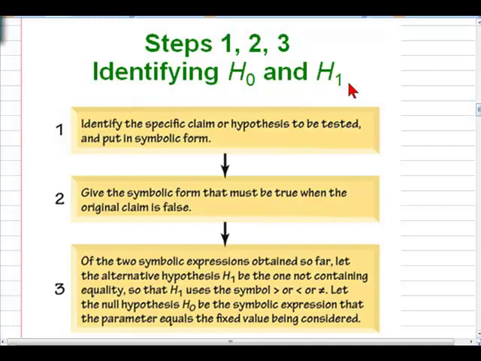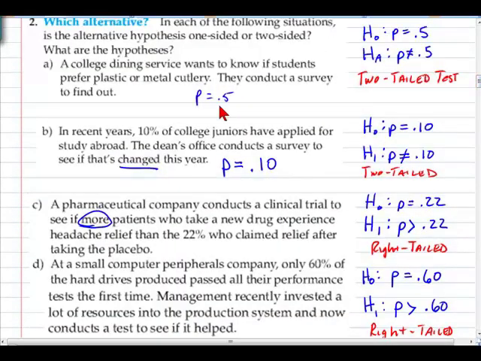By the way, have you noticed I keep switching back and forth between using a subscript of 1 for the alternative and a subscript of A? You're going to see it written both ways, and I'm used to writing it both ways, so it's not a conscious thing on my part. It just happens. The first thing you want to do is identify the specific claim or hypothesis that's to be tested and put it in symbolic form. That's what I was doing up here when we were going through this example. I was writing down the parameter in symbolic form and what the claim was. Is it equal to, more than, whatever.